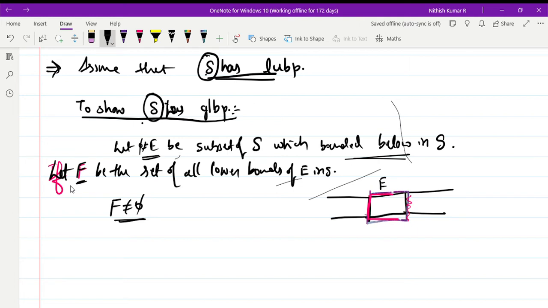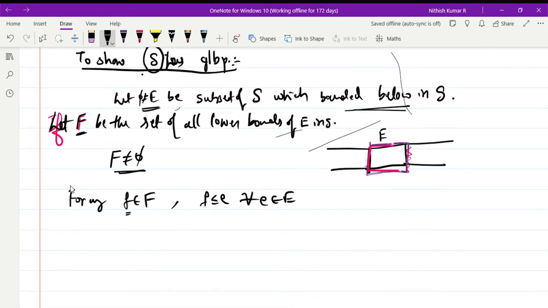Now for any f belongs to F, F is the set of all lower bounds of E. So this f is a lower bound of E, that is f is less than or equal to e for all e belongs to E. In other words, every element of F is a lower bound, so f is less than or equal to e for all f belongs to F.